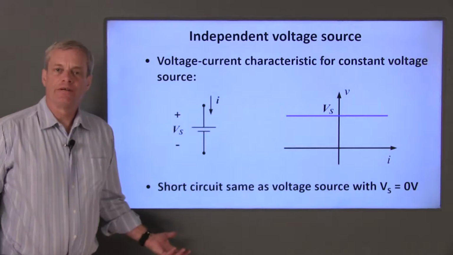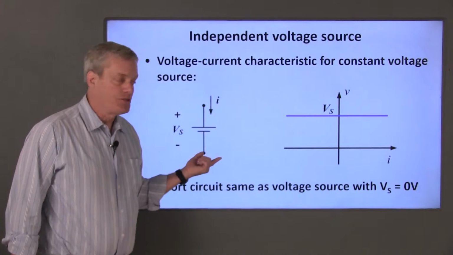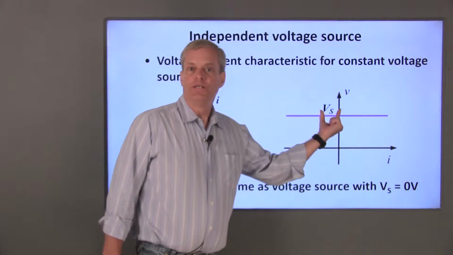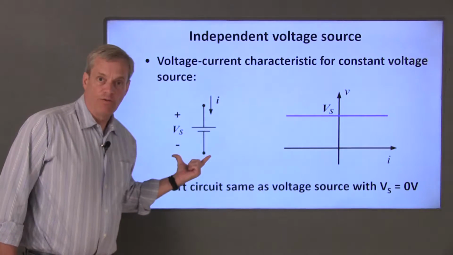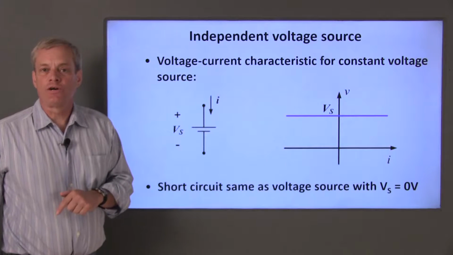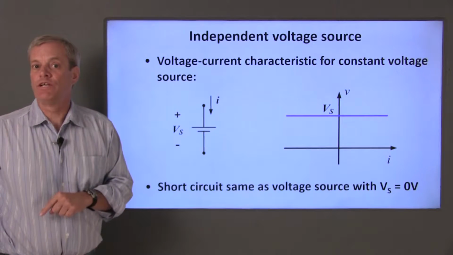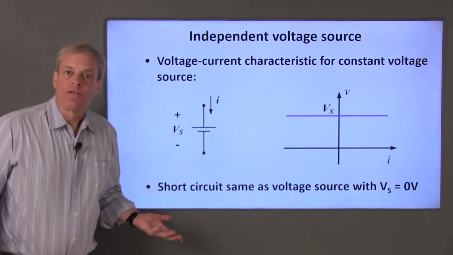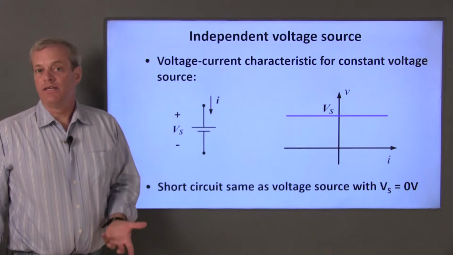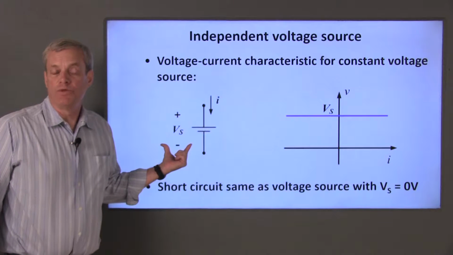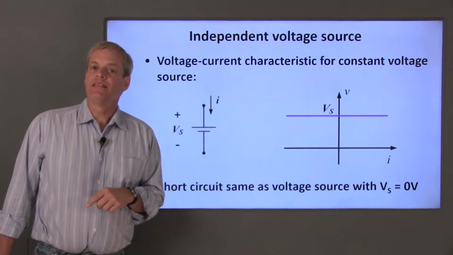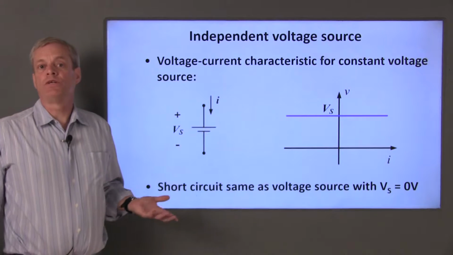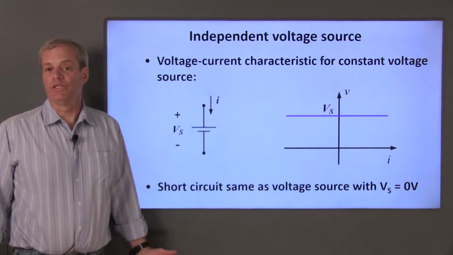Remember that the voltage-current characteristic for an ideal voltage source looks like this. It's a horizontal line, and the voltage is V sub S for any value of current. This is the same curve as the voltage-current characteristic for a short circuit if the voltage source is 0. A short circuit is mathematically the same as an ideal voltage source with V sub S equals 0 volts. Understanding the mathematical similarities between short circuits and voltage sources will be important to various analysis approaches we'll use later in the class.